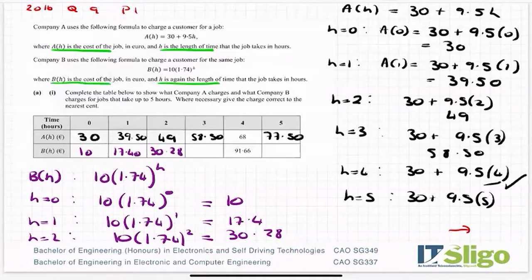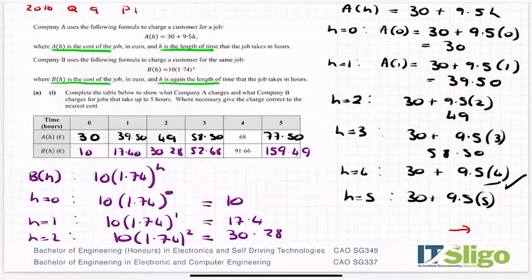Then to the power of 3 would be 52.68. I'm going to check my power of 4 to make sure I'm okay. And I'm getting 91.66. That's good. And check my power of 5. And I'm getting 159.49. Okay, so that's how you would fill out the table.